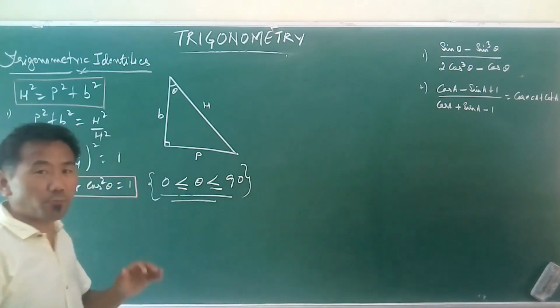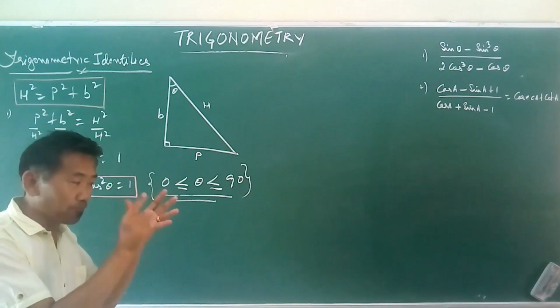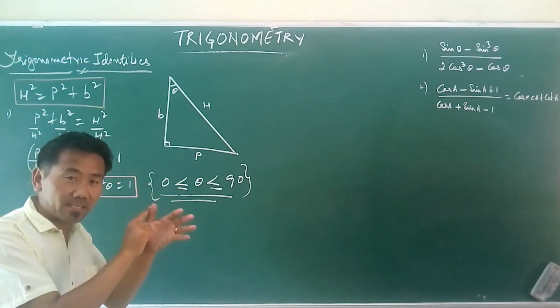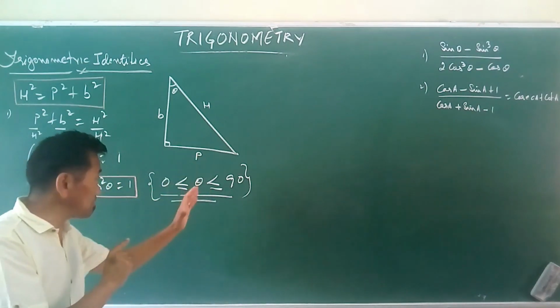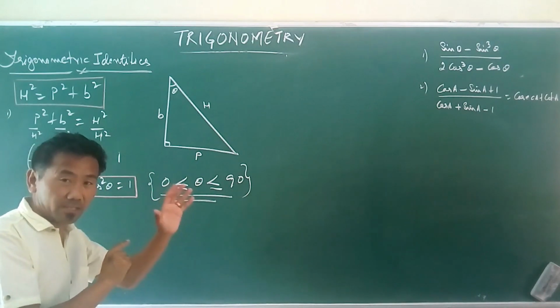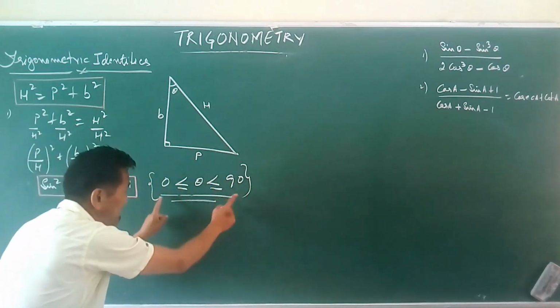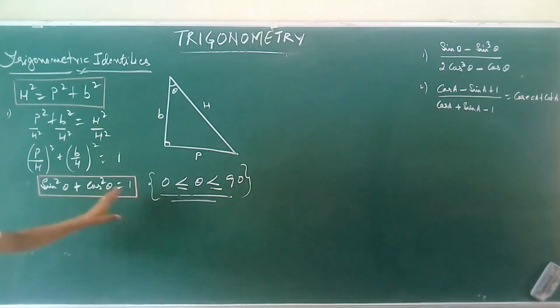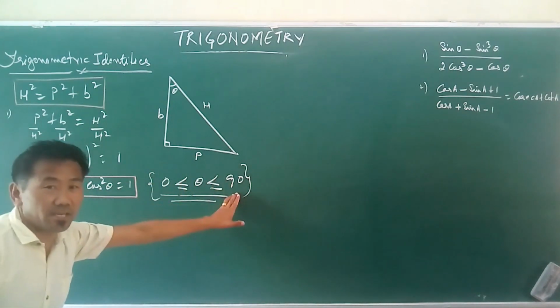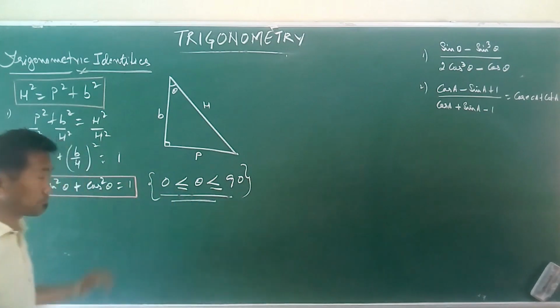And how many degrees do we have? The five: 0, 30, 45, 60, 90. For sine and cos, either it can be 0, 0 at one end, 90 at the other end, or in between.